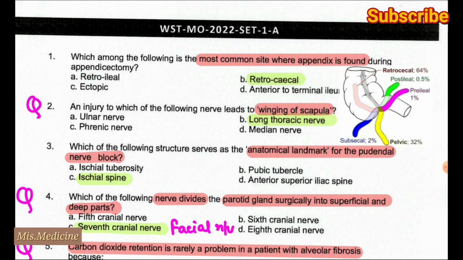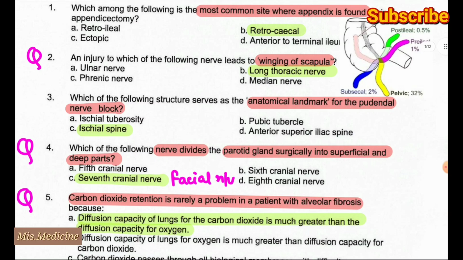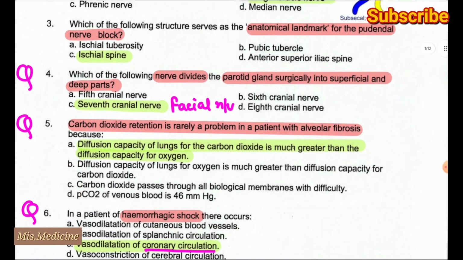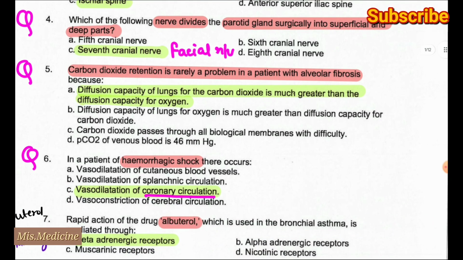Next question, an injury to which of the following nerves leads to winging of scapula? Long thoracic nerve. Which of the following structures serves as the anatomical landmark for the pudendal nerve block? Ischial spine. Next question, which one of the following nerves divides the parotid gland surgically into superficial and deep parts? Seventh cranial nerve, which is the facial nerve.